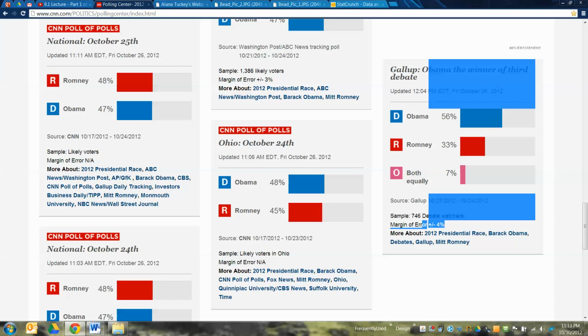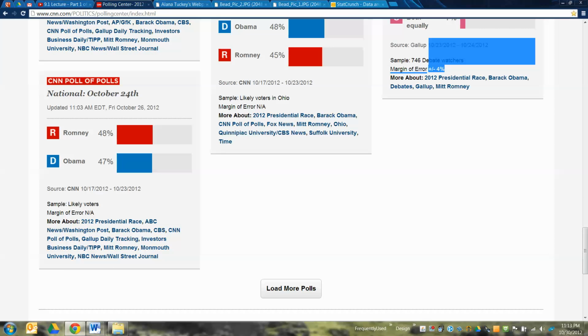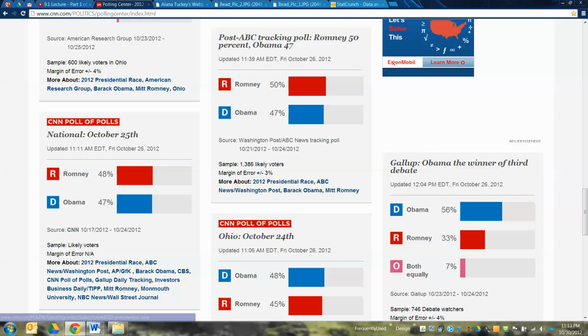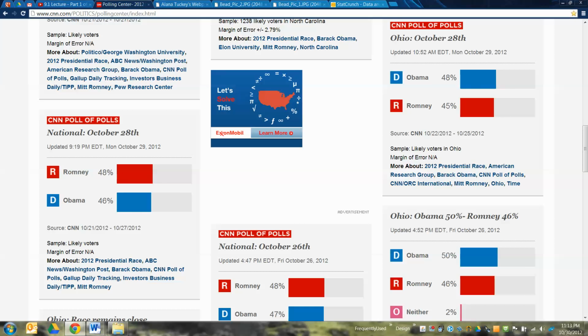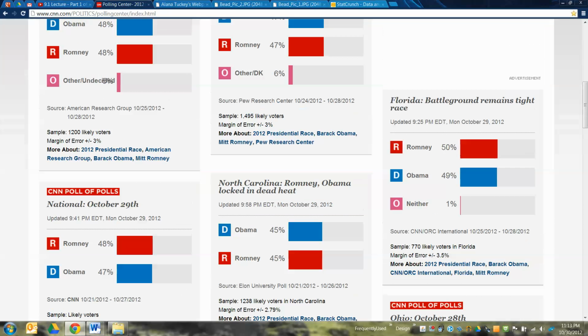Like down here for this one, that's 4%. Poll of polls is not appropriate, so they don't have those. 3% on this one, 4% on this one, and so on. Okay, so how do they come up with that number? Where does it come from?